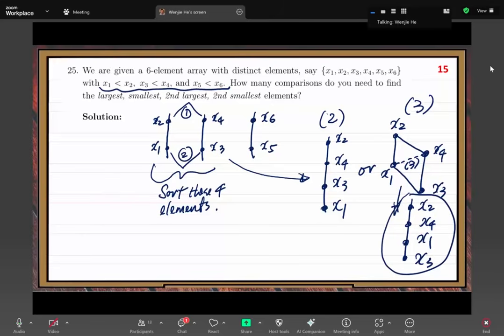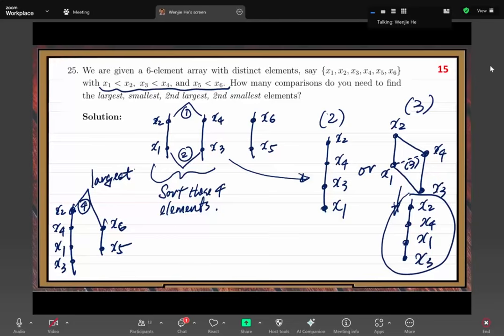That's the first step. Then the second step. Now we have two ordered arrays: 2, 4, 1, 3, and another shorter ordered array. You can see one comparison between the top two elements in the two ordered arrays. This is our number 4 comparison, and you get the largest.